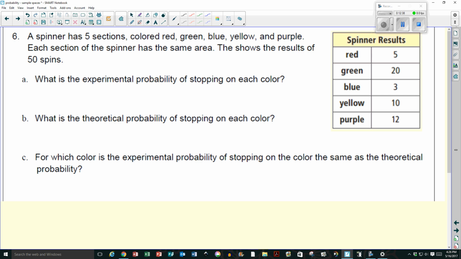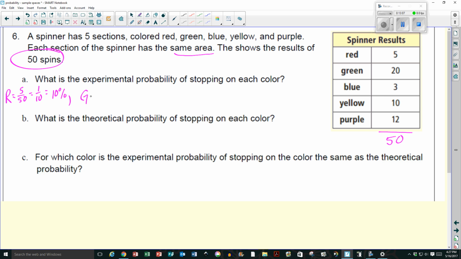Now we have a spinner. The spinner has 5 sections. There's 5 different colors. They're equally spaced, same area. So we're going to spin the spinner 50 times. We've recorded our data, so there are 50 spins. What is the experimental probability of stopping on each color? Well, for red, it was 5 out of 50. Well, 5 out of 50 reduces to 1 out of 10, which is 10%.